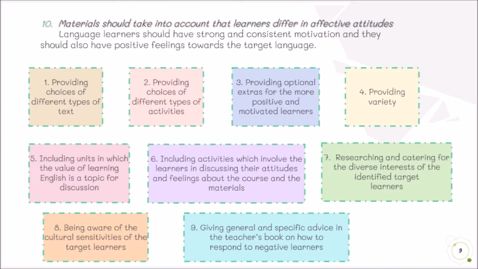In this case, you have to create a variety of language instructions based on the variety of learning styles. Some ways of doing this are: number 1, providing choices of different types of tests. Second, providing choices of different types of activities. Third, providing optional extracts for the more positive and motivated learners. Four, providing variety. 5. Including units in which the value of learning English is a topic for discussion.